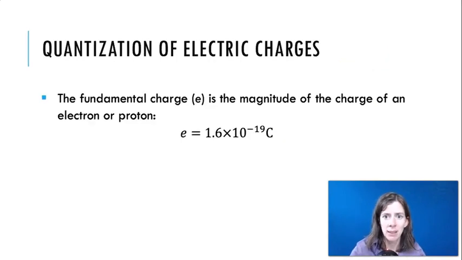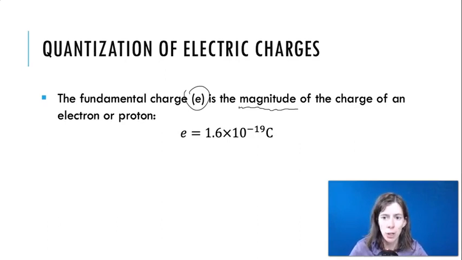The next thing is about quantization of electric charges. So we just said that the electron and the proton both have the same amount of charge. So we could say the magnitude of the charge is the same. That specific amount of charge is given a variable called e. So e has that value, 1.6 times 10 to the negative 19 coulombs, that we just saw in the previous table. This value for e is always positive because it's the magnitude of the charge.